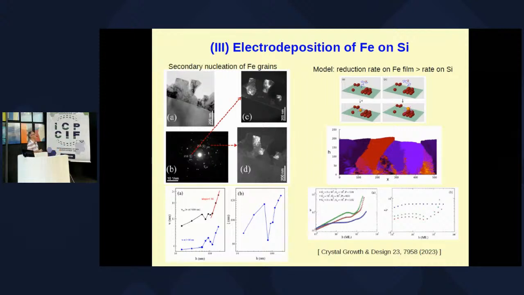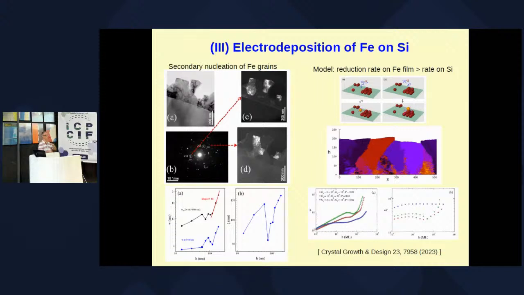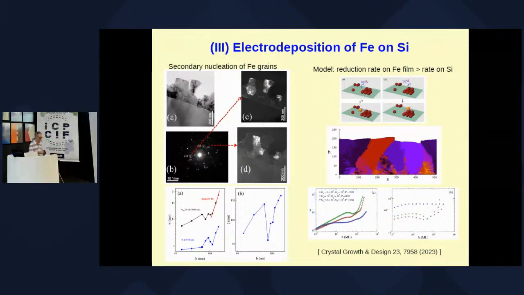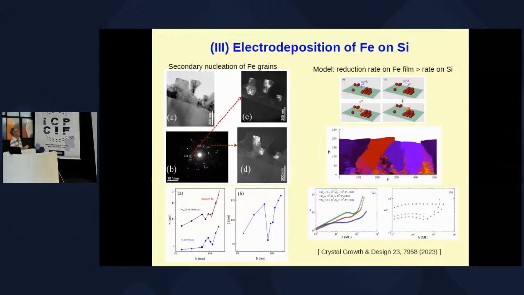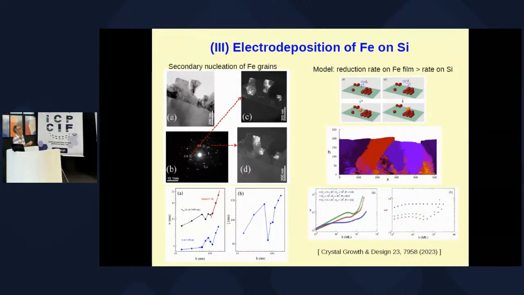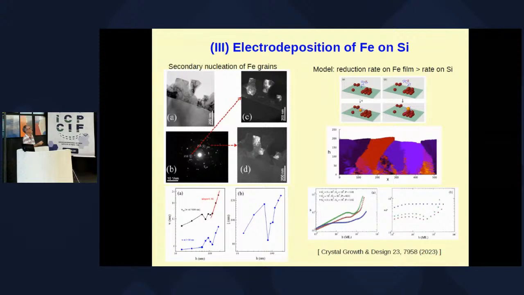One interesting thing is that they grow compact films of iron on silicon in the electrodeposition conditions that they use. The films are compact, but they observe the secondary nucleation of iron grains after some thickness was grown. For instance, here, these images identify the grains with different orientations, and here we see two grains with this orientation 211 that do not have contact with the substrate.